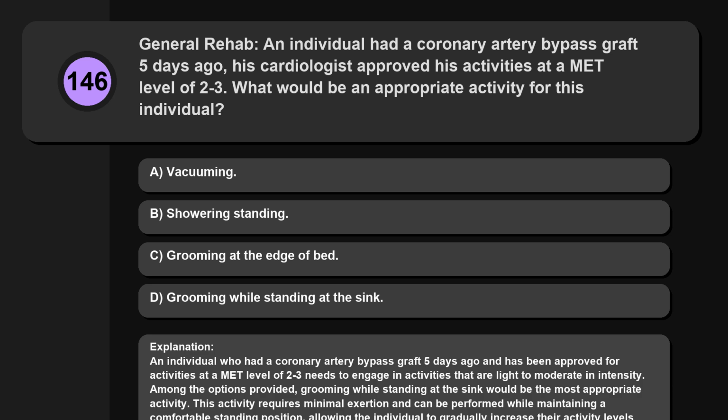An individual who had a coronary artery bypass graft 5 days ago and has been approved for activities at a MET level of 2 to 3 needs to engage in activities that are light to moderate in intensity. Among the options provided, grooming while standing at the sink would be the most appropriate activity. This activity requires minimal exertion and can be performed while maintaining a comfortable standing position, allowing the individual to gradually increase their activity levels without putting excessive strain on their cardiovascular system.